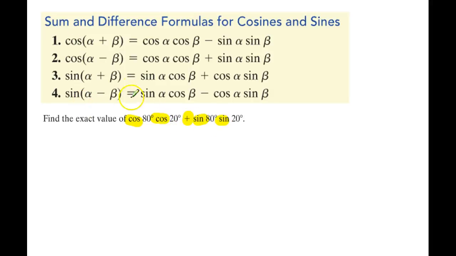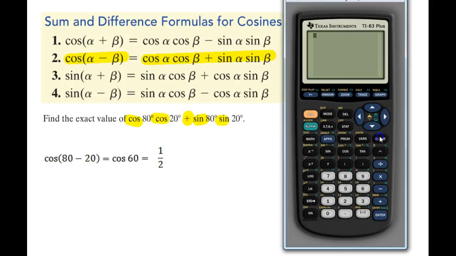So which one of these has that look to it? This one: cosine, cosine plus sine, sine. So this is a difference formula for cosine, and it's the difference between these two. So this is the same thing as the cosine of 80 minus 20, which is a half. So I could plug all this in and verify it.